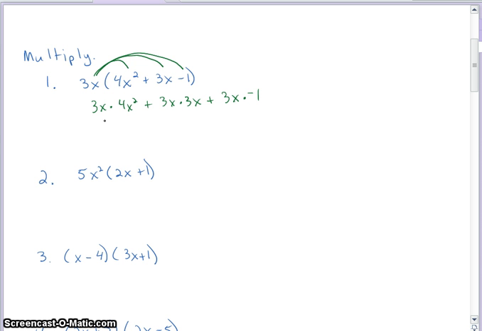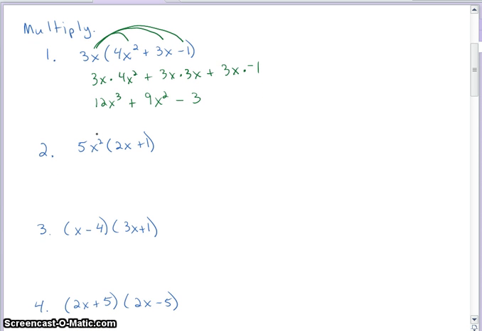The first term, 3x times 4x squared, will be 12x cubed. The second term will be 3x times 3x, so that's 9x squared. The third term will be 3x times negative 1, so minus 3. And that's it. Cubic trinomial, and I'm done. The second example, I'm doing the same thing, just distributing. So 5x squared times 2x plus 5x squared times the 1. 5x squared times 2x is 10x cubed plus 5x squared. Here I've got a cubic binomial. Two terms, so it's a binomial.